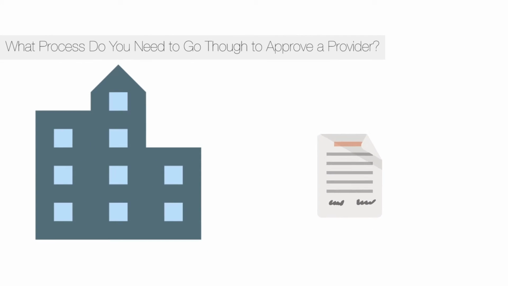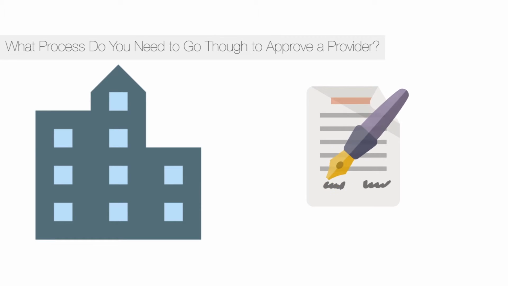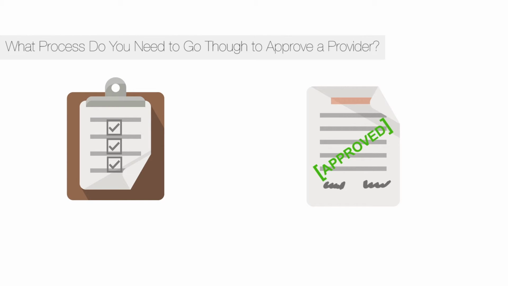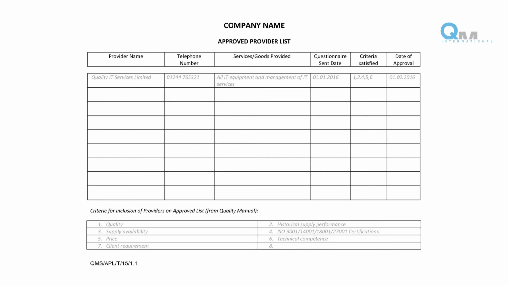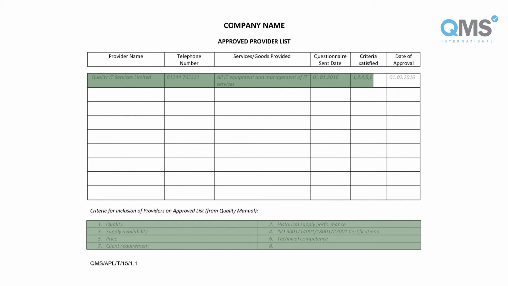Upon receipt and assessment of the form, you sign to approve that you, as an organisation, are content that the provider meets your criteria for producing a high quality product or service. Once approved, the provider is then added to your organisation's approved provider list. Here you can list the provider's name, contact telephone, a brief description of what product or service they provide, the date you sent them the questionnaire, what criteria they meet from your quality manual, and finally the date you approved them as a provider.